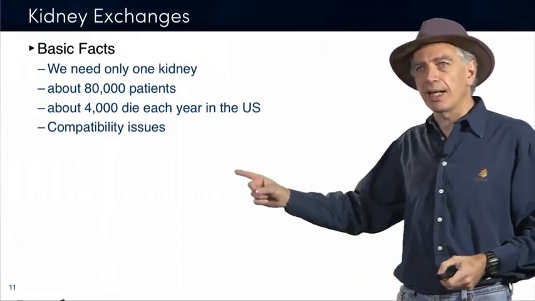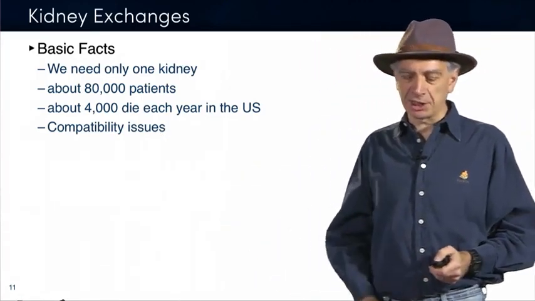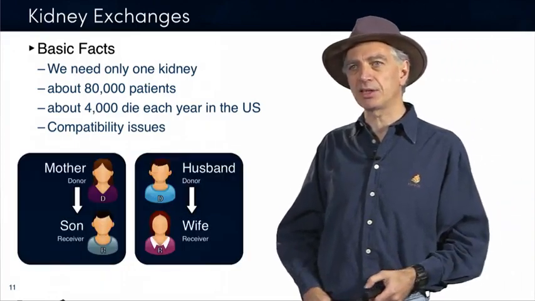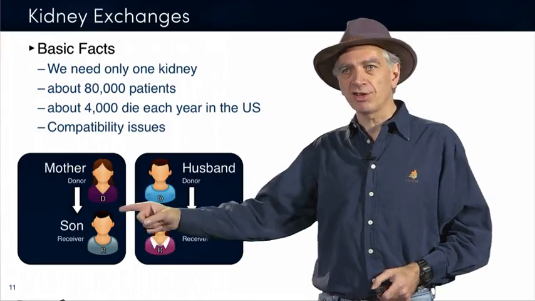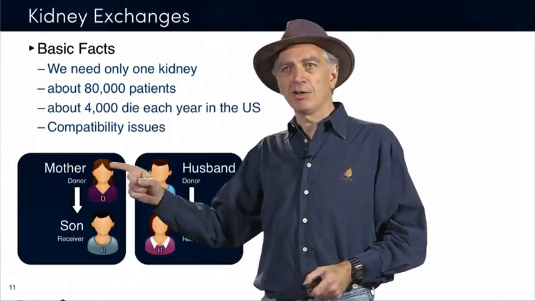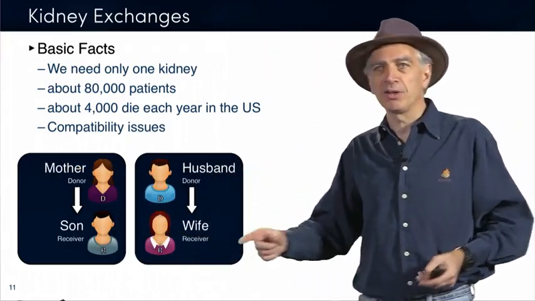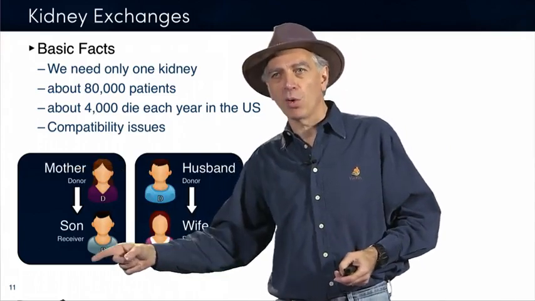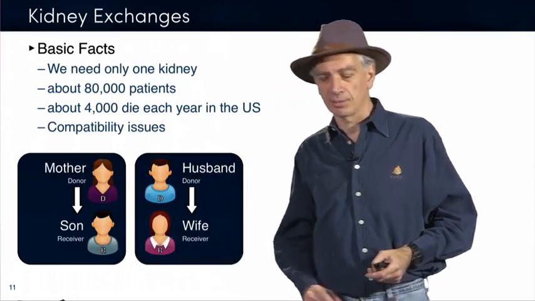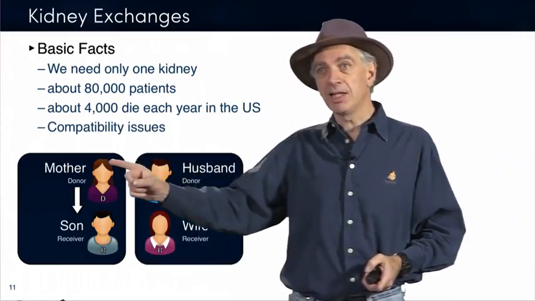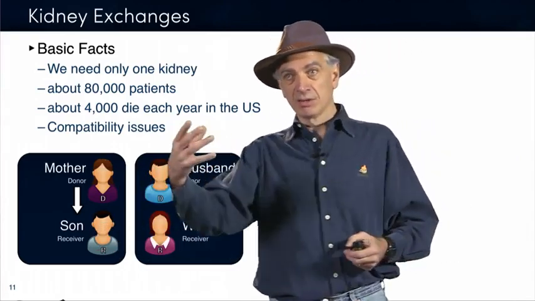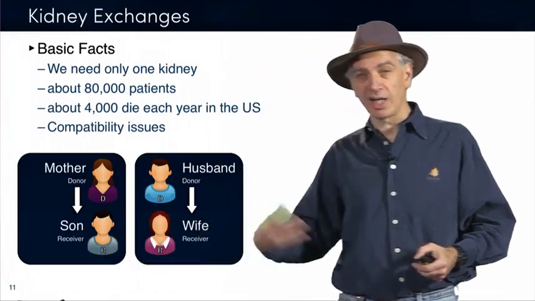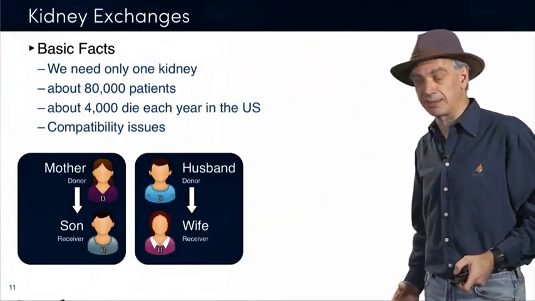The reason why that happens is that there are compatibility issues, and I'm going to explain them to you. Essentially, what you see over there is a mother and a son, and the son needs a kidney. The mother, obviously, being a mother, is willing to give one of her kidneys to the son. But the problem here is that she may not be compatible with her son. She may not be able to give her kidney such that the son is going to accept it. The son would reject it.